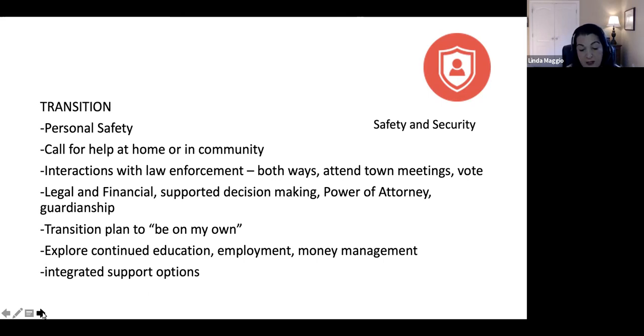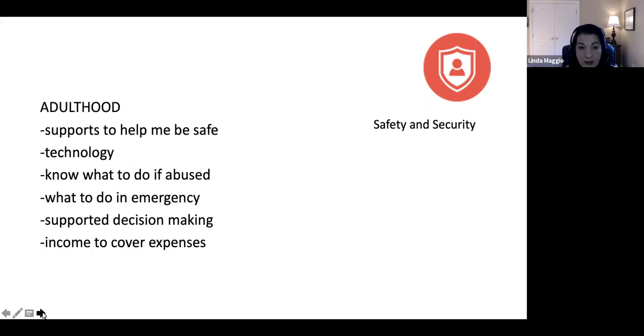Also your integrated support options. And there's a really good tool called the Integrated Star on lifecoursetools.com. Moving into adulthood, the supports to keep them safe. Do they understand who they should and should not be letting into their home?